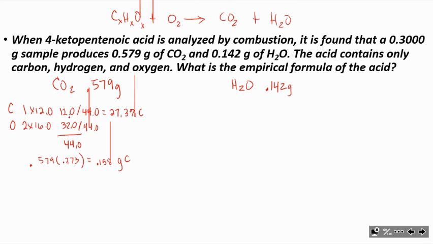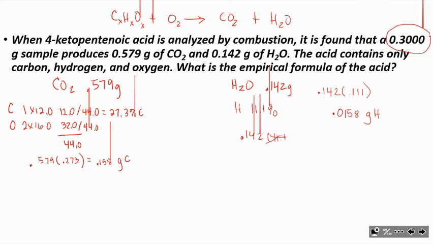But if we do the same thing here with water, we end up with our hydrogen being 11.1% hydrogen. So if I take 0.142 times 11.1, or I'm sorry, take that out of percent form, 0.142 times 0.111, I end up with my hydrogen being 0.0158 grams of hydrogen.